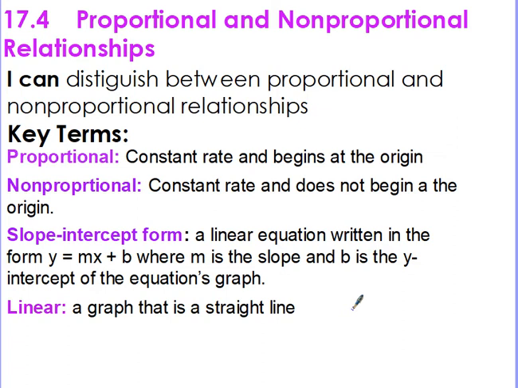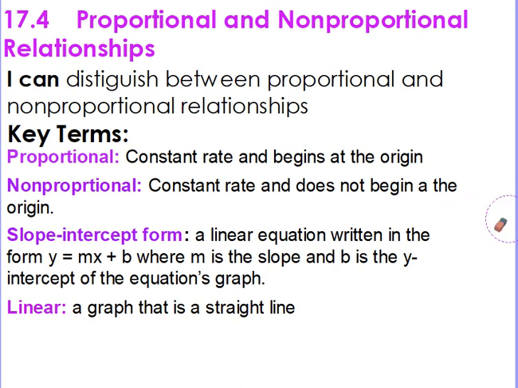Non-proportional could be a constant rate, could not be a constant rate, but it doesn't begin at the origin. So non-proportional could be a straight line, but then it doesn't start at the origin. So let's say this is my awful XY axis right here. That's supposed to be a straight line, not very good. But it doesn't start at the origin, so it's non-proportional.